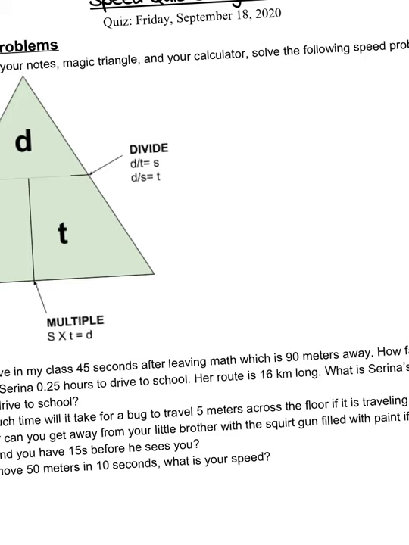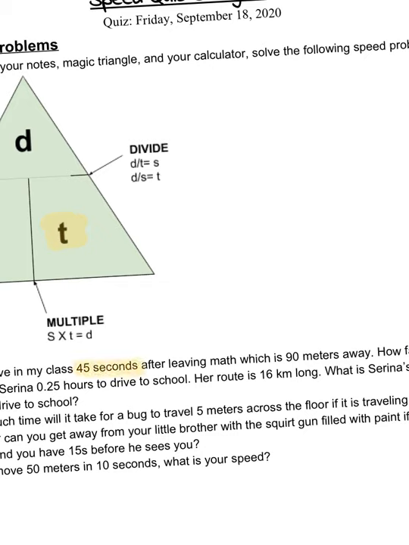Okay, you arrive in class 45 seconds after leaving math, which is 90 meters away. How fast did you travel? What numbers do we have in there? We have 45 what? 45 seconds. What is that a measure of? Time. So we're going to highlight time in yellow.